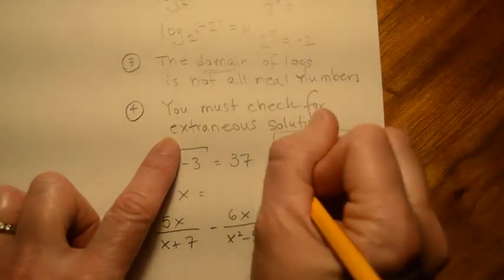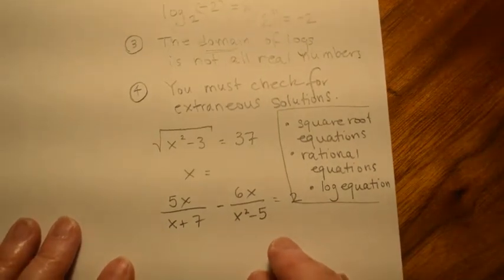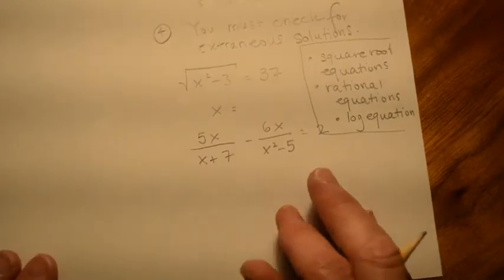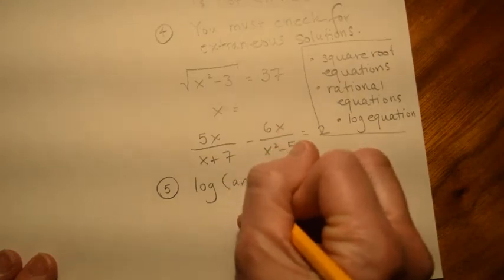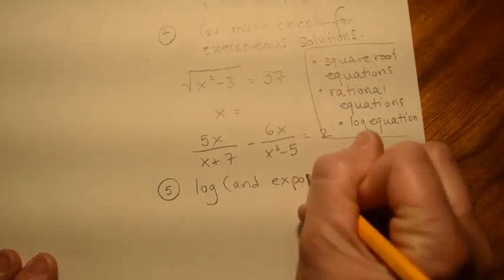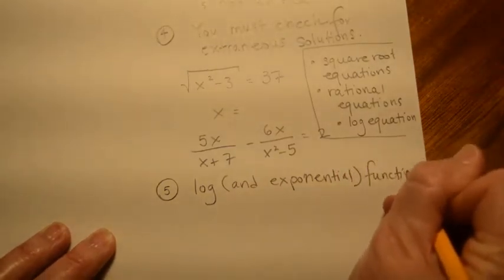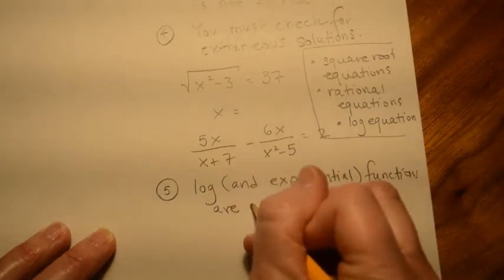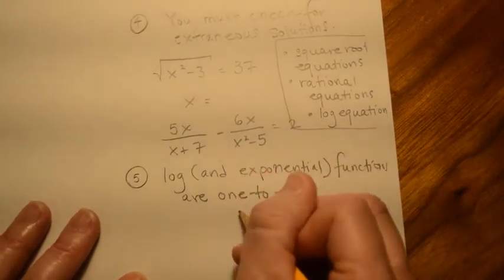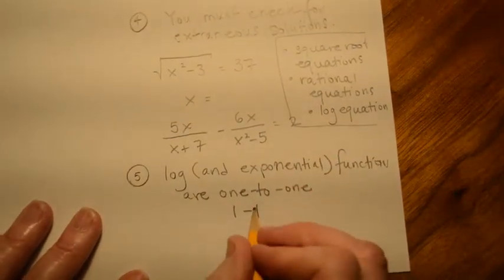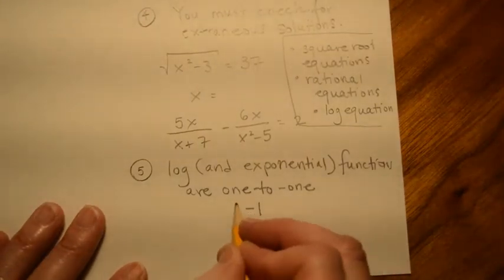So we've now added a third thing to that list. Okay, that's all, actually, and then the next one is going to come out of the blue here, and that is that logs, and I'm going to also put exponentials in here, logs and exponentials functions are 1-to-1, and that is abbreviated 1-1. So this is the shorthand notation for it, but it's read the same way, 1-to-1, 1-to-1.